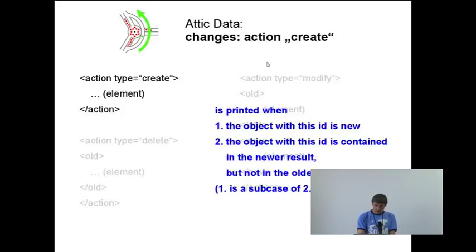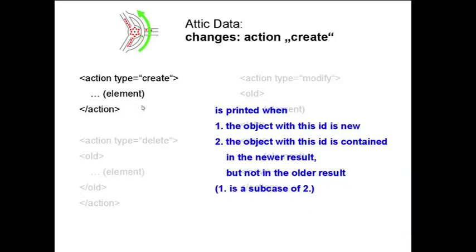So what does it contain? An action create is printed when the object with this ID is new. That is, the object ID is contained in the new result, but not in the older result. So for example, just imagine you ask for a small bounding box, and somebody moves a node inside the bounding box. Then you will see this node as being created because it's the first time that it appears in your bounding box. That's the right thing to do if you want to keep data current for a certain query or for a certain bounding box. That's why it's done with this create statement.